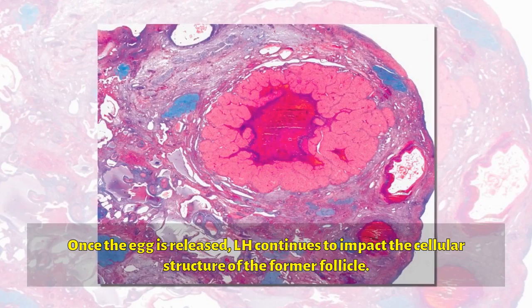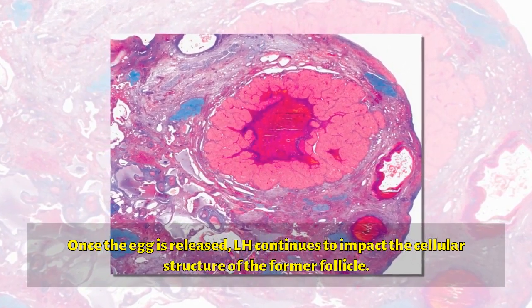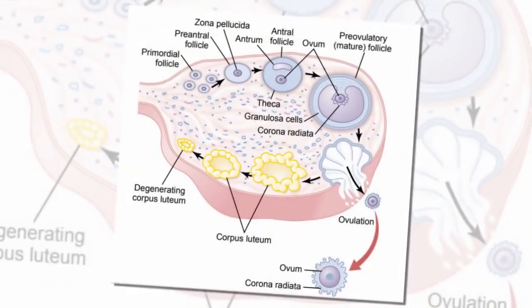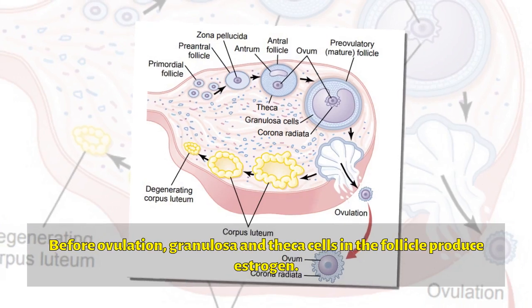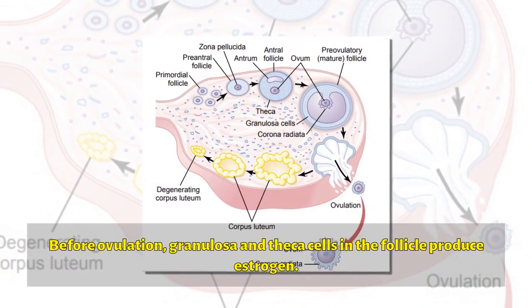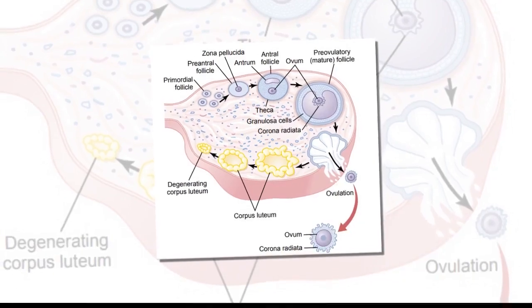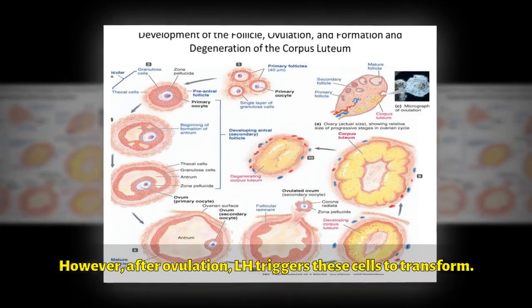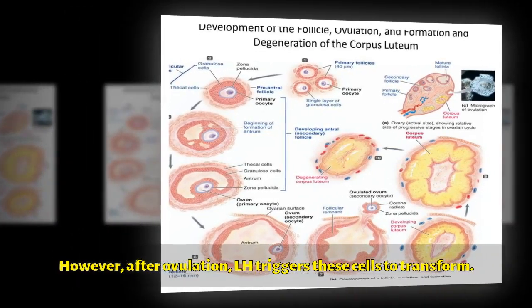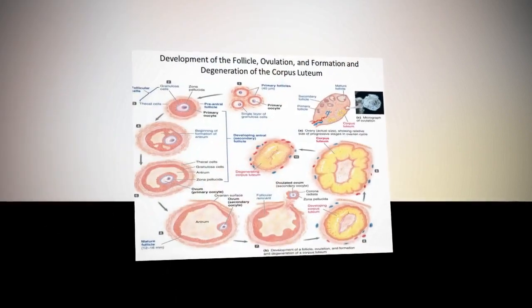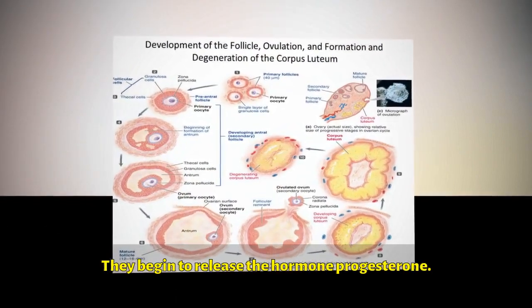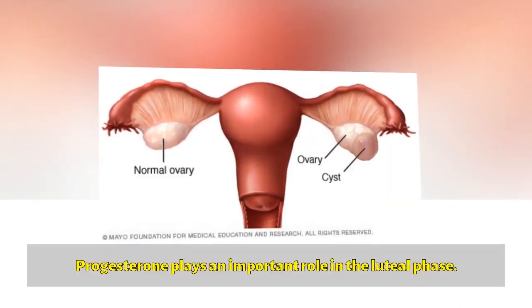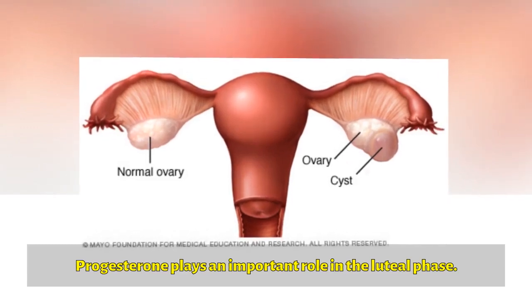Once the egg is released, LH continues to impact the cellular structure of the former follicle. Before ovulation, granulosa and theca cells in the follicle produce estrogen. However, after ovulation, LH triggers these cells to transform. They begin to release the hormone progesterone. Progesterone plays an important role in the luteal phase.